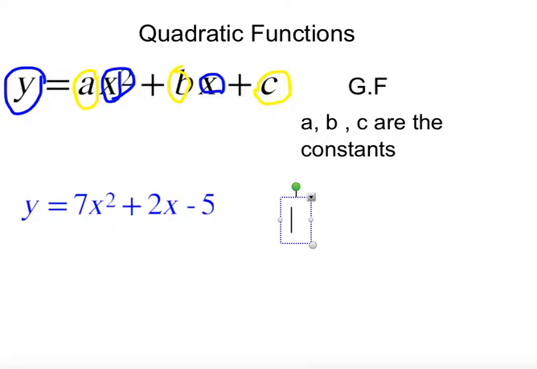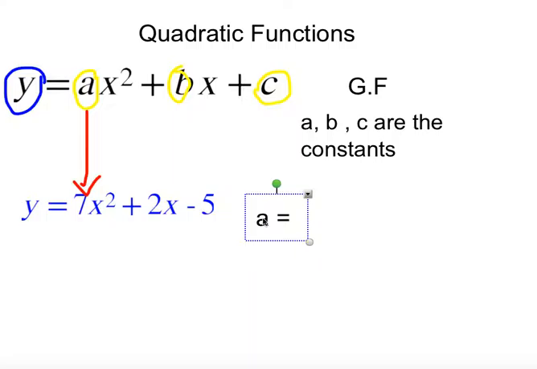I'm going to write it in blue. A equals, okay, we just compare these two. See the very first letter after the x squared, next to the x squared, is a, right? We can call it the coefficient of x squared. The coefficient of x squared is a, right? Whatever is next to the x squared, we consider it as a. So in this case, a is 7.